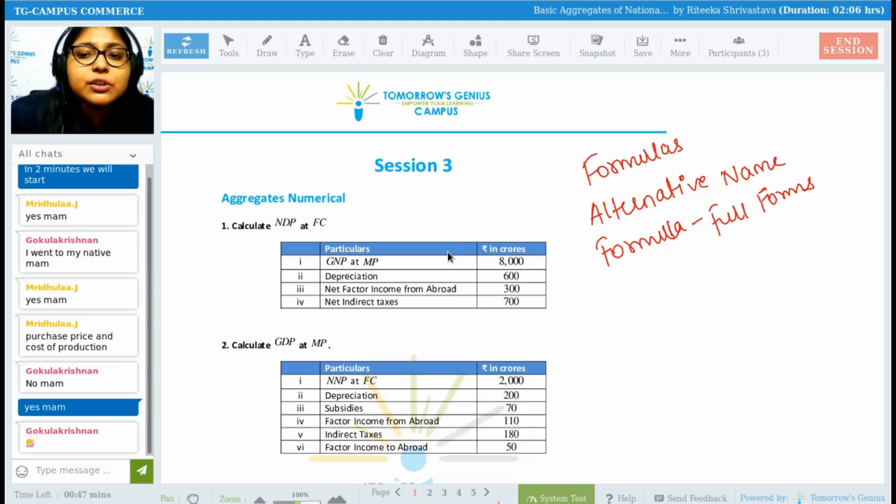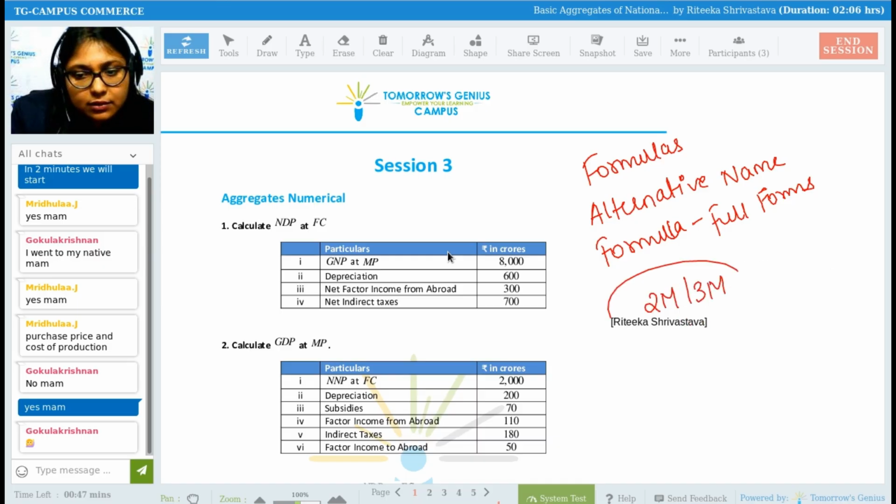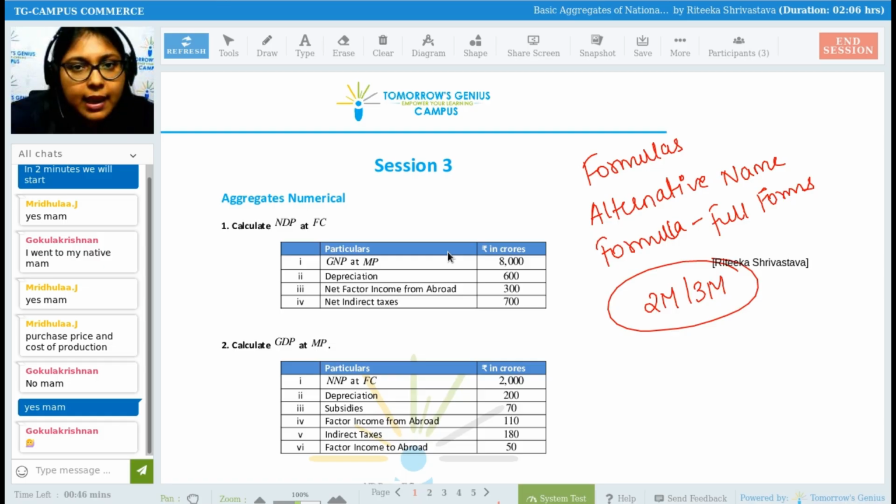Now, when we solve this numerical question, these are just aggregate questions. Aggregate questions can be asked for 2 marks or 3 marks, not more than that. Remaining 6 marks, 5 marks questions will be asked from the methods of national income, which we will be starting in the next class.